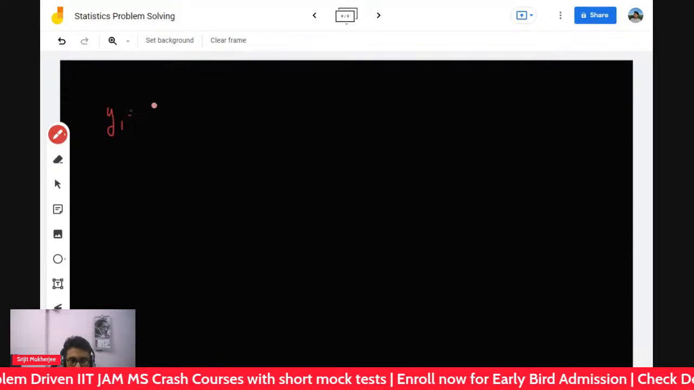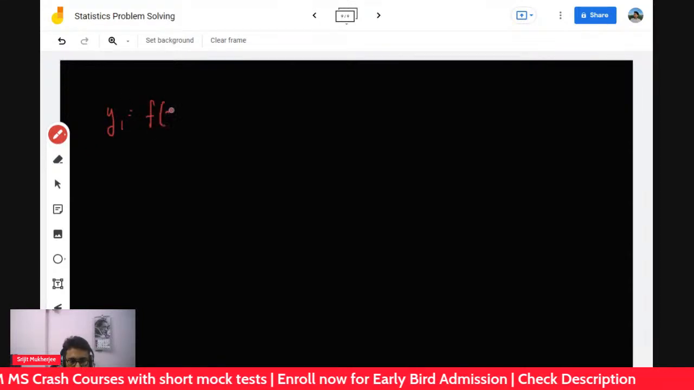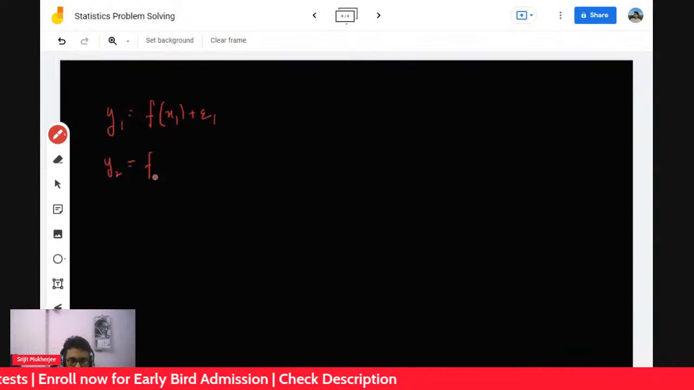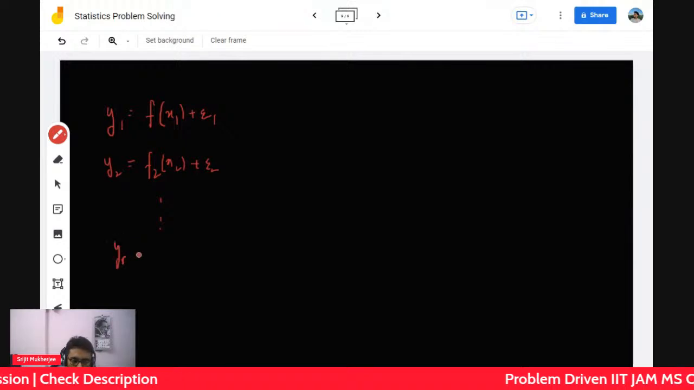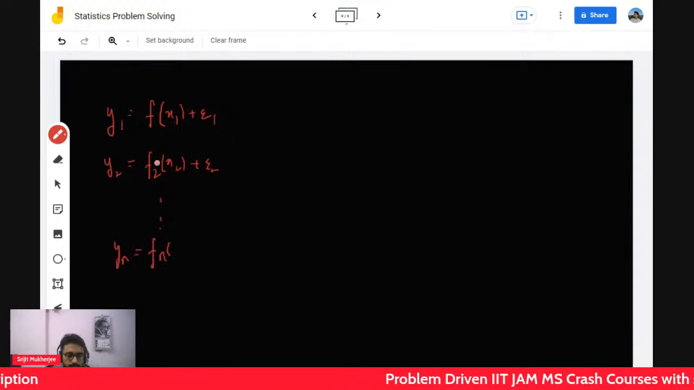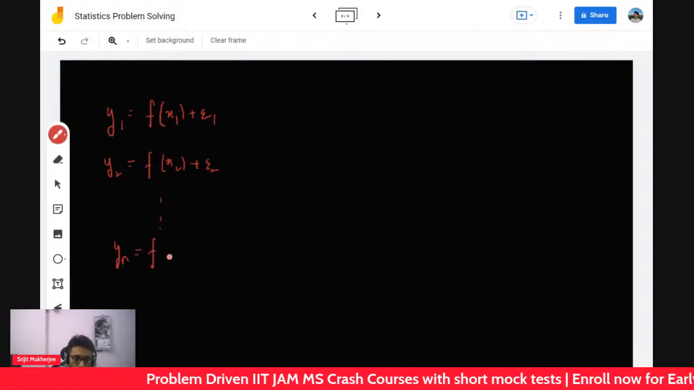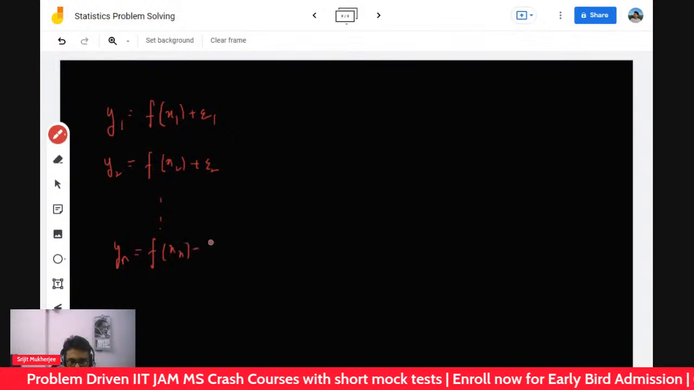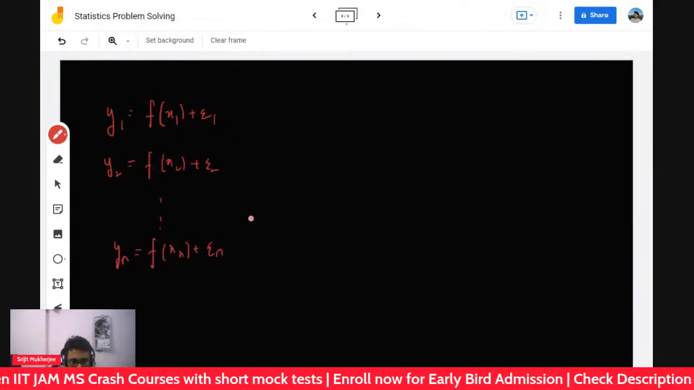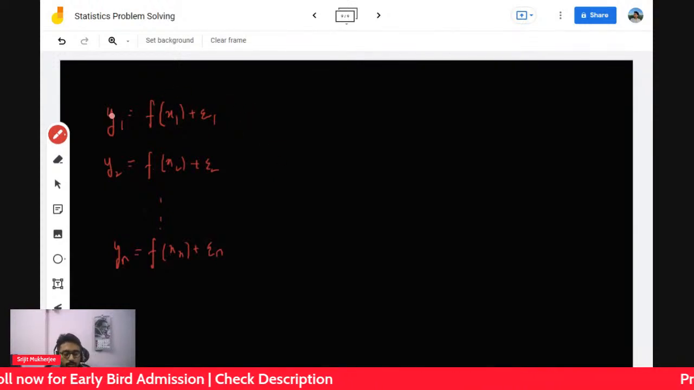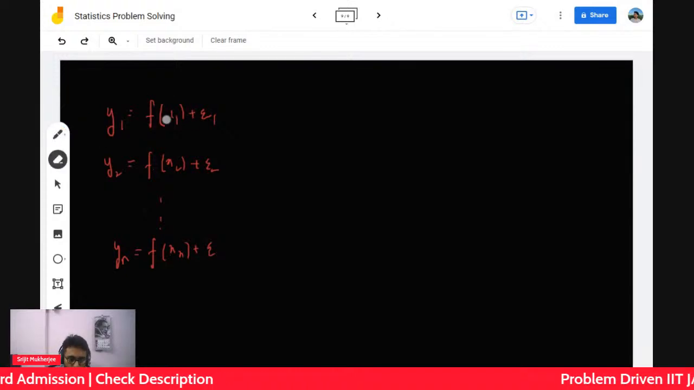If you think in this manner, y1 is equal to f(x1) plus epsilon 1, y2 is equal to f(x2) plus epsilon 2, and so on, yn is equal to f(xn) plus epsilon n. So this is the parameter. Why did I write it like this? I have to write the parameters.